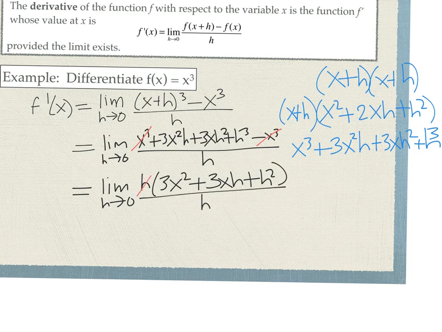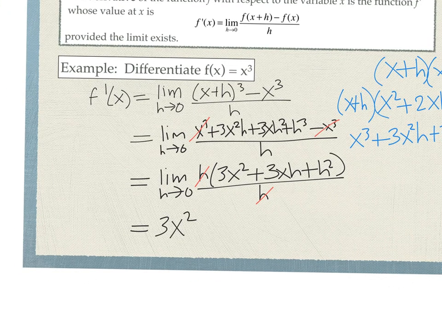So the h's cancel, and I plug 0 in for h. Now when I plug 0 in for h, what am I going to have left there? 3x squared. Which means the derivative of x cubed, f prime of x, is 3x squared. Okay? So that's it. That's the derivative.